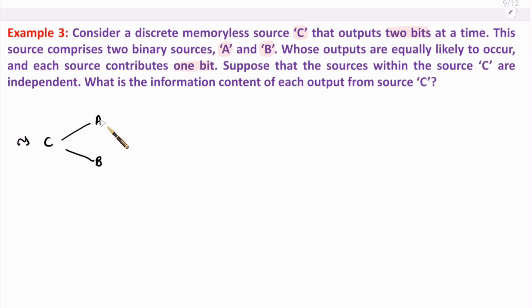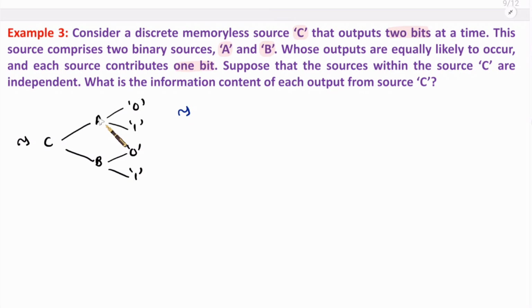And the probability of the binary bits is equal, meaning with A we will have logic 0 and logic 1, as well as with B we will have logic 0 and logic 1, and these bits are equally likely, right? Suppose the sources within the source C are independent, meaning A and B are independent. What is the information content of each output from source C? So here I'll explain this by two different solutions. Let me explain the first solution.